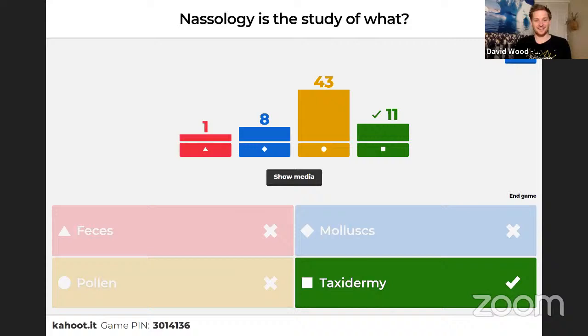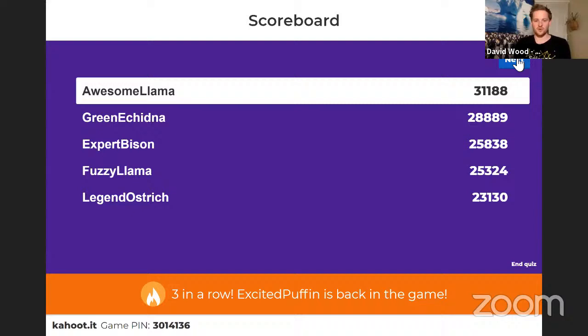Oh, a lot of you were bamboozled by pollen, thinking it was maybe nasals. It is, in fact, the study of taxidermy. We're getting a little bit weird in this round. So let's see how everyone's done. Excited Puffin, three in a row. Well done.